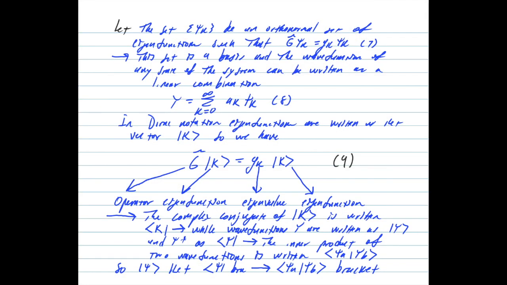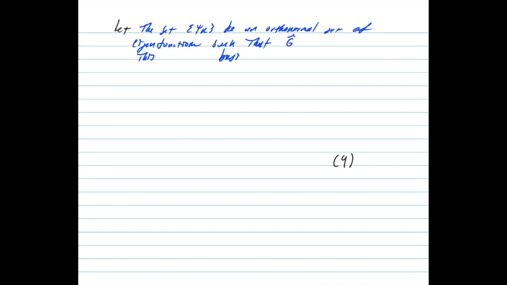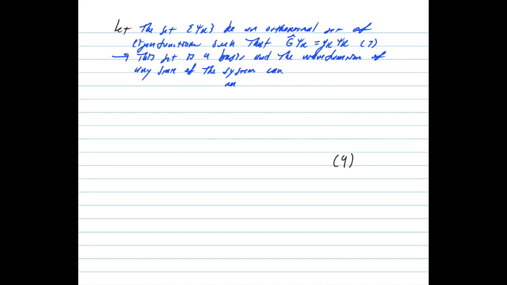Expressing this more formally, let the set psi subscript k be an orthonormal set of eigenfunctions such that the operator capital G hat acting on psi subscript k is equal to lowercase g subscript k psi subscript k. And remember, we've said that the eigenvectors of a Hermitian operator, which corresponds to a physical observable, can form a basis for a Hilbert space.